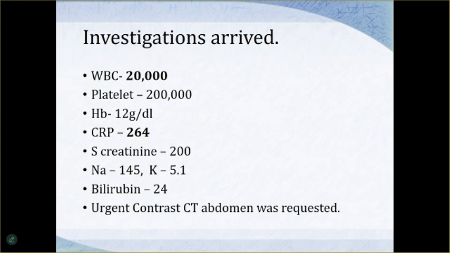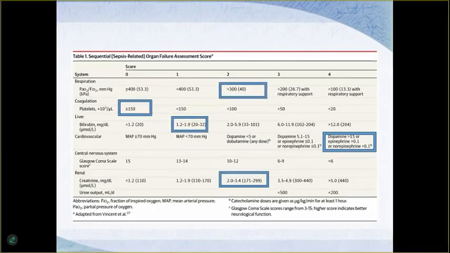I'm sure you will be able to gauge this patient on a SOFA, right? Yeah, thank you, Vasanthi. Shall we move on to the next slide? Okay, now let's see what is happening with our patient.